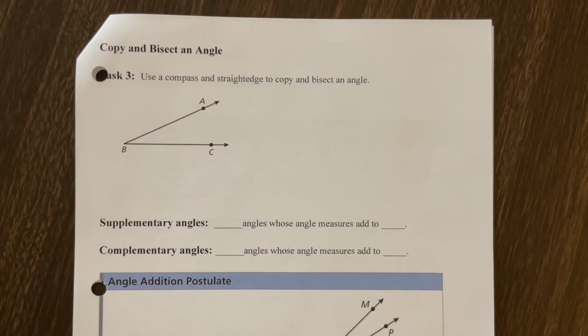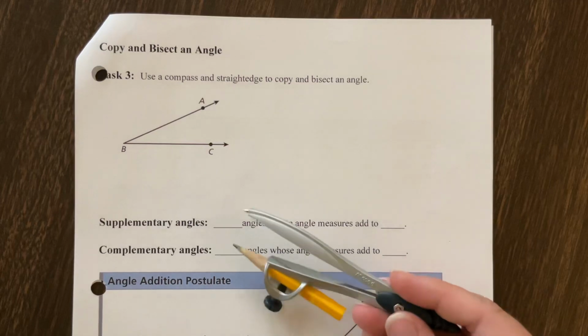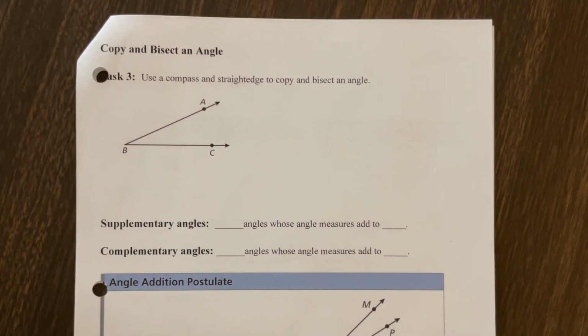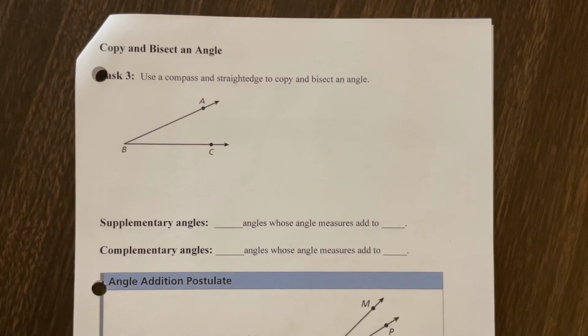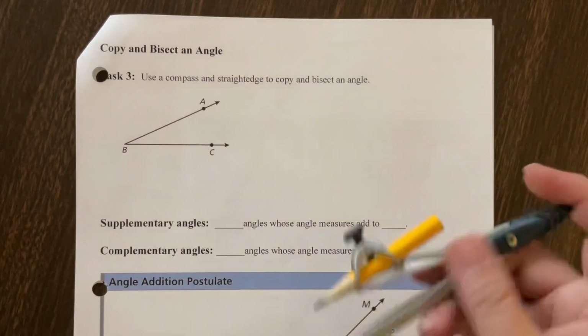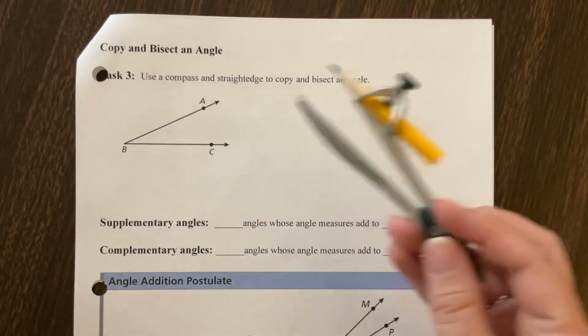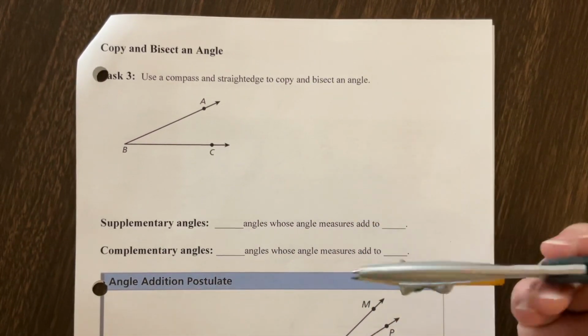Section 1.2, part 3. Dig out your compasses. We are going to learn how to copy an angle and then bisect an angle. Okay, so first thing we're going to do is you'll need your compass and your straight edge and a pencil or something to write with, and we are going to copy this angle.